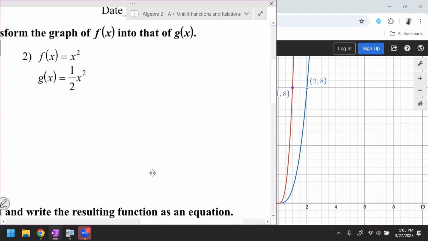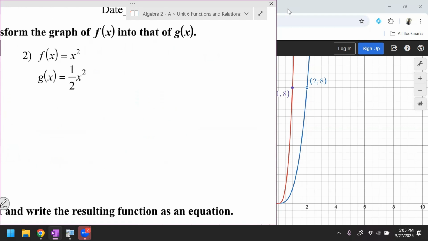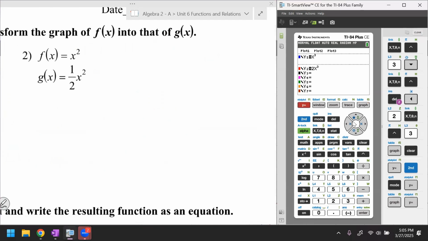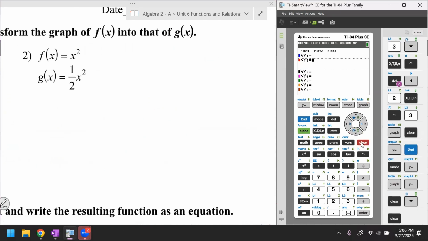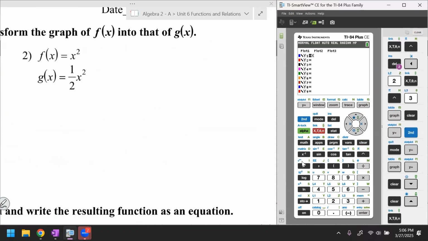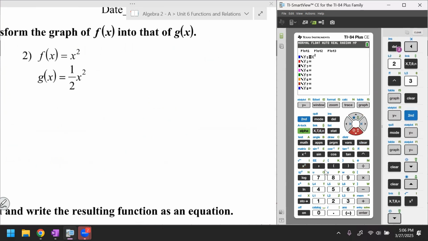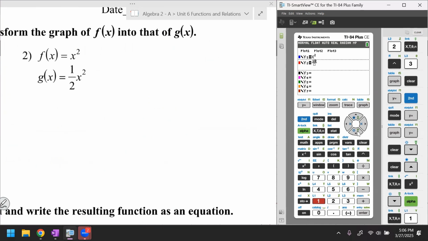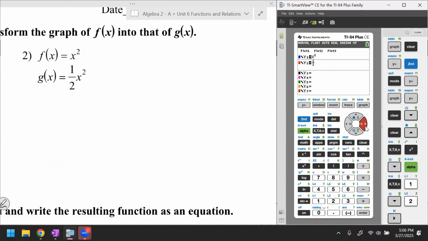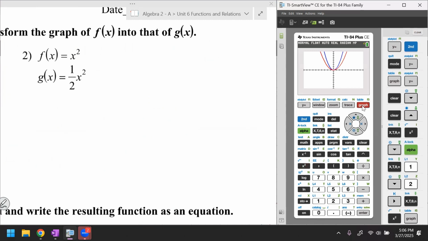Okay? So we've got f of x equals x squared and g of x equals 1/2 times x squared. Well, let's try it on our calculator again. Clear that, clear this. Let's go x squared, that's our original, and 1/2. If your calculator can't make a fraction, you're just going to have to use parentheses. X squared, and now let's graph it, okay? Aha, so it looks like it's been stretched outwards.